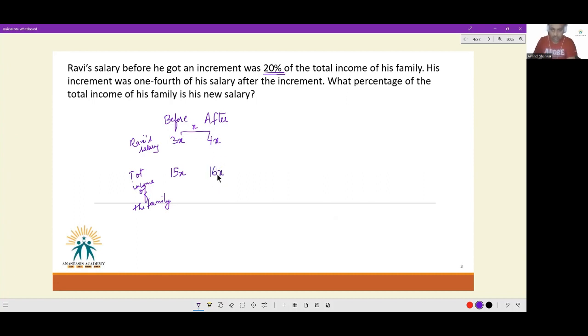So now his share as a percentage of the total income of the family will be given by 4 by 16 into 100, or 25%. Answer to the question is 25.